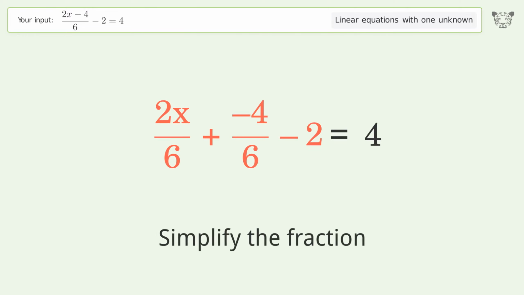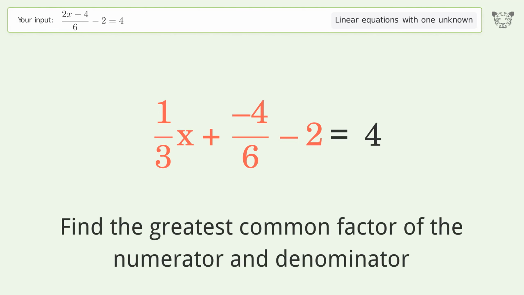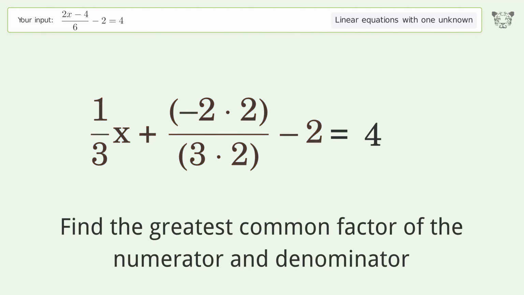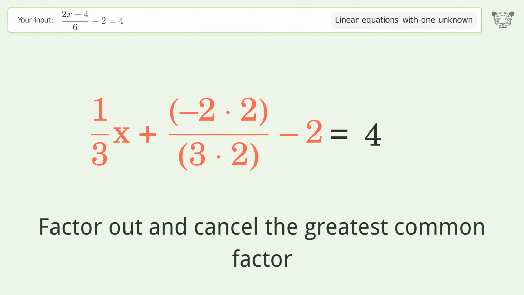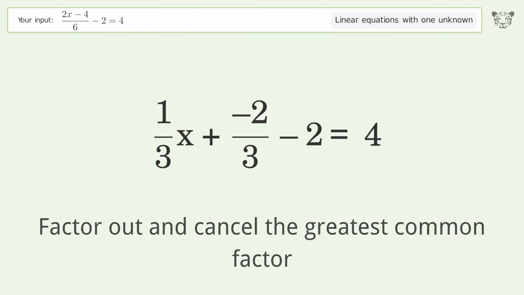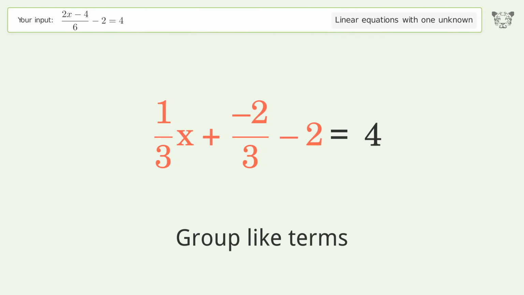Simplify the fraction. Find the greatest common factor of the numerator and denominator. Factor out and cancel the greatest common factor. Group like terms.